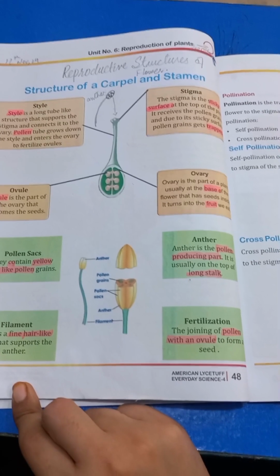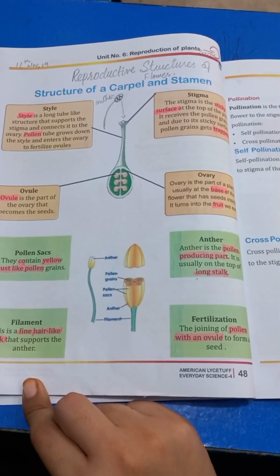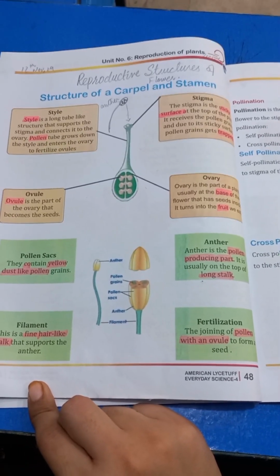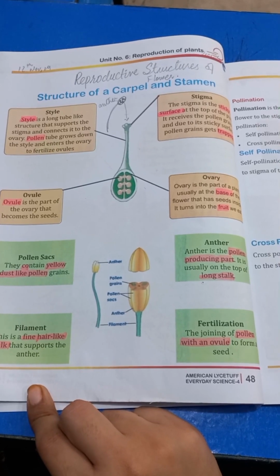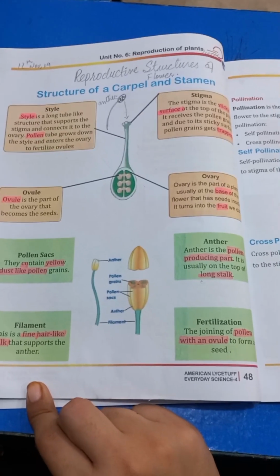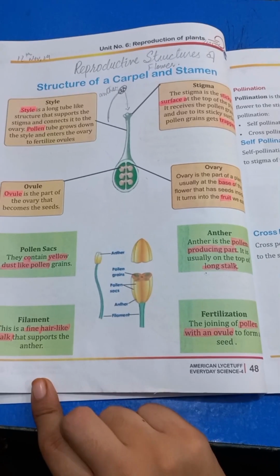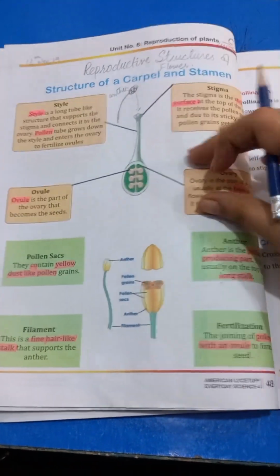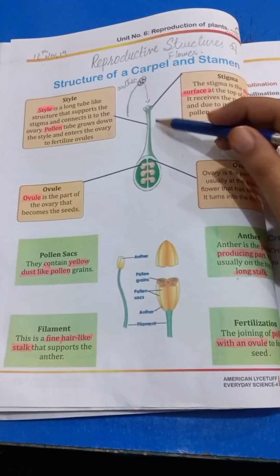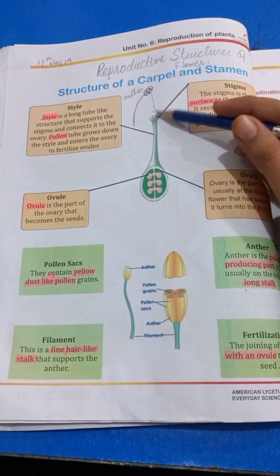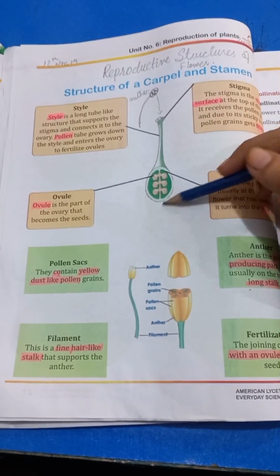So now we will study the reproductive structures of the flowers. The structure of a carpel and stamen. As you know, the carpel is the female reproductive part and the stamen is the male reproductive part of the flower. As we know, this is the female reproductive part, and this is the stigma, the style, and this is the ovary.